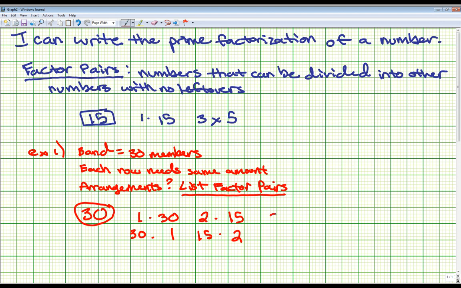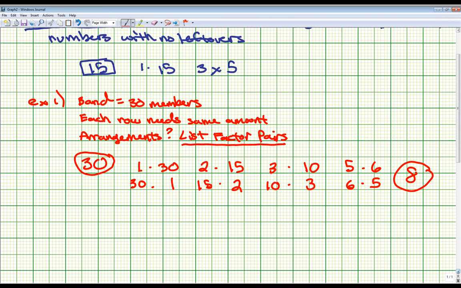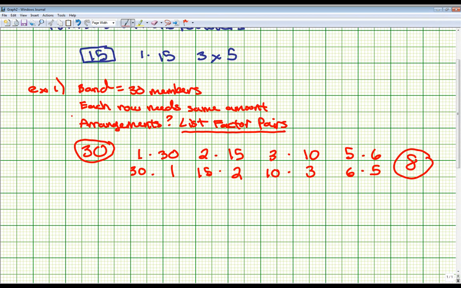You could also do 3 rows of 10 people, and flip that around 10 rows of 3 people. And let's see, you could also do 5 rows of 6 people or 6 rows of 5 people. I think that's all of them. So if we look, we have a total of 8 different factor pairs. 1, 2, 3, 4, 5, 6, 7, 8. So we have 8 different arrangements or combinations of different ways you could arrange these marching band rows. And that is your factor pairs.